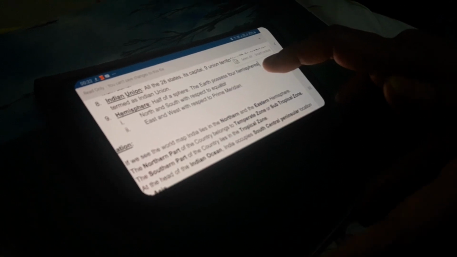We all know hemisphere means half of a sphere. So, the earth possesses 4 hemispheres. Normally, you will say, ma'am, there are 2 hemispheres, north and south, but we are having 4 hemispheres. With respect to the equator, the earth is divided into north and south, and with respect to the prime meridian, the earth is divided into east and west. So there are 4 hemispheres: northern hemisphere, southern hemisphere, eastern hemisphere, and western hemisphere.